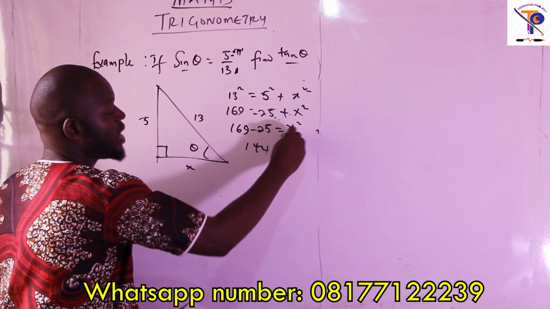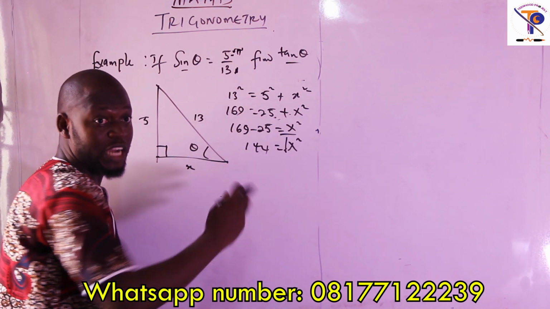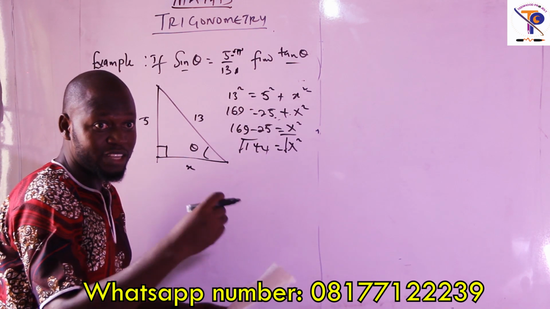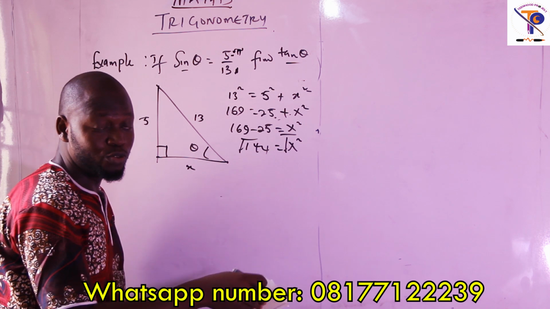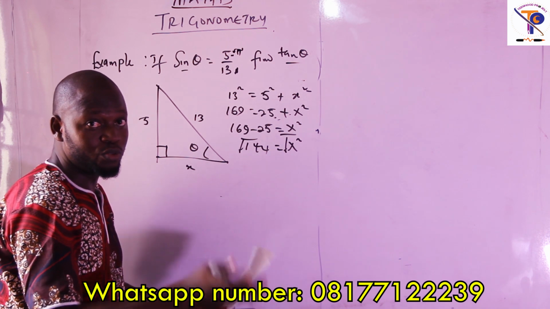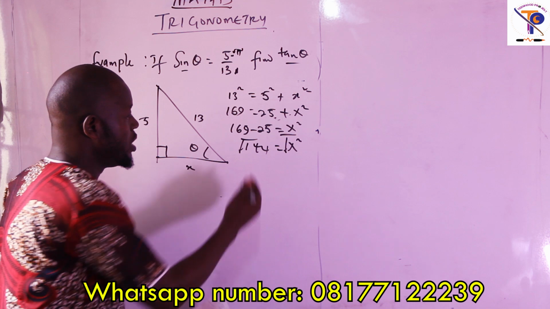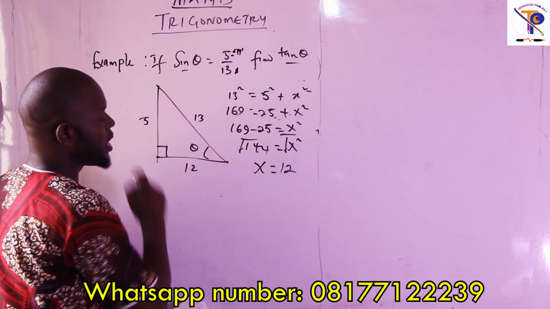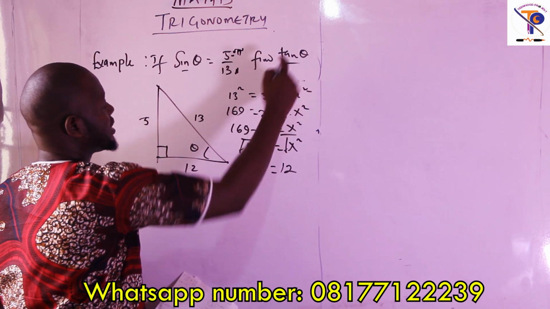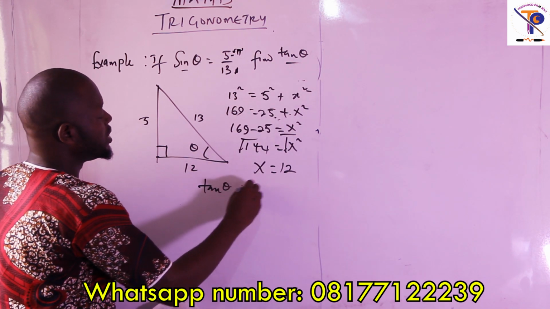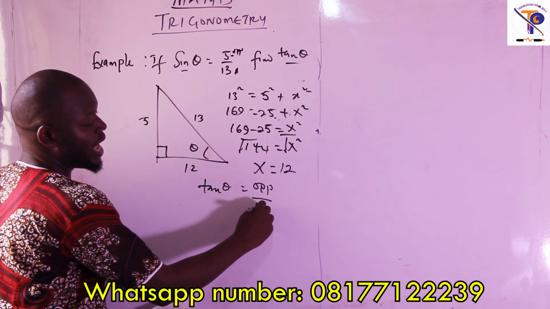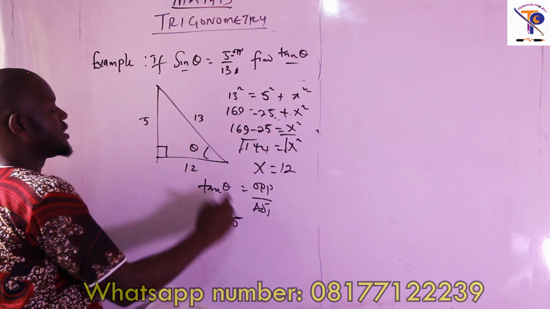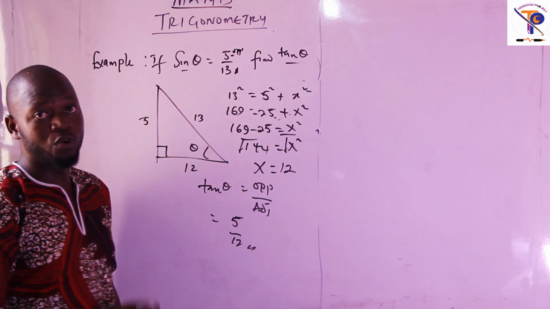Don't forget, if I want to remove this square, I root the two sides. If I want to remove the root, I square the two sides. They are just like twin brothers and sisters. I want to remove the square, I root. So x here will give me 12. That is what we have here, which is 12. So to get my tan theta, which is opposite over what? Adjacent now. That will definitely give us opposite 5, adjacent is 12. That is the answer.